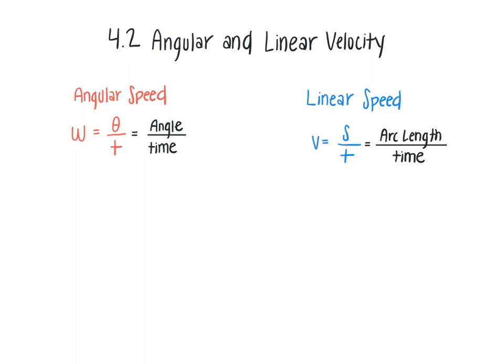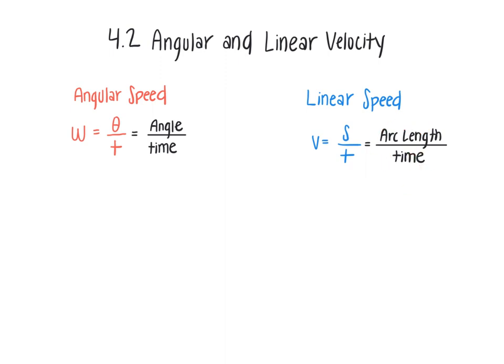Today we're going to learn about angular and linear velocity. It really helps to look at both of these equations side by side to understand how they differ from one another. As the name suggests, angular speed specifically has to do with how much the angle opens over a given period of time, whereas linear speed talks about the distance traveled by this object, so we're going to talk about arc length over a certain period of time.